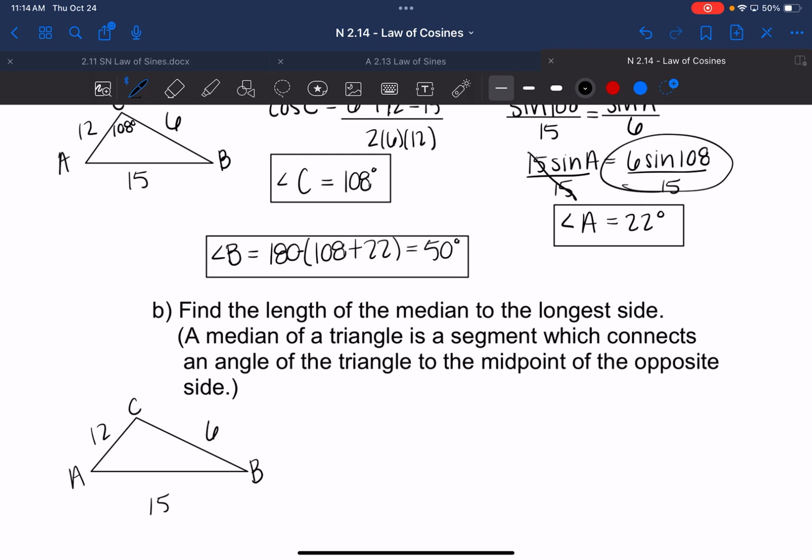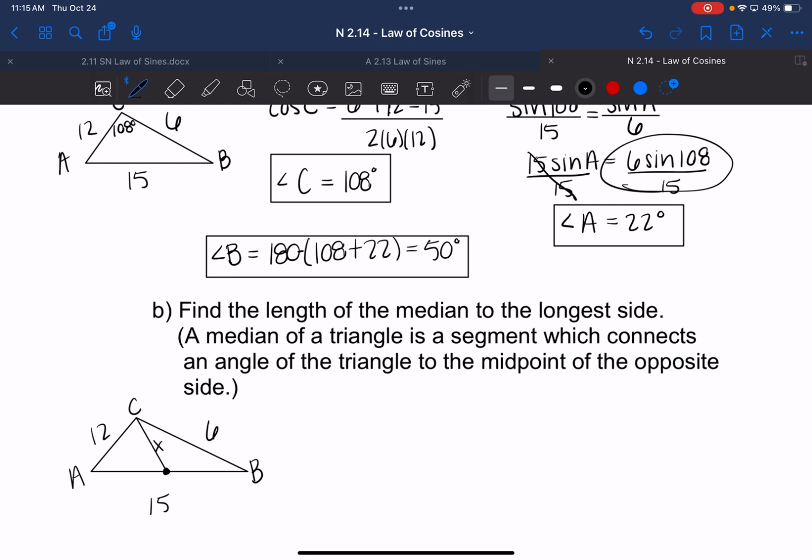Okay, and then it tells us, in case we forgot what a median is. It says a median of a triangle is a segment that connects an angle of the triangle to the midpoint of the opposite side. Well, we said the side we were talking about, since they said the longest one, was 15, right? Okay, so the midpoint of the side of 15 would be right about here, maybe. And it says it goes to the angle opposite from this side. Well, what angle is opposite this side? C. All right, so it goes to angle C. So that's the median. All right, and I'm supposed to figure out how long this median is. So I'm going to call it X.